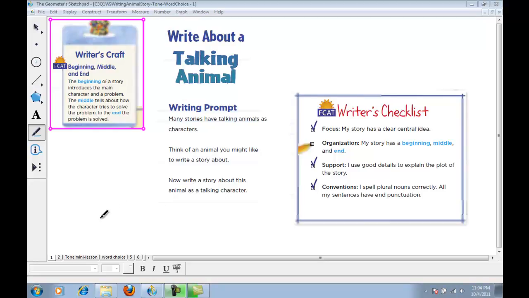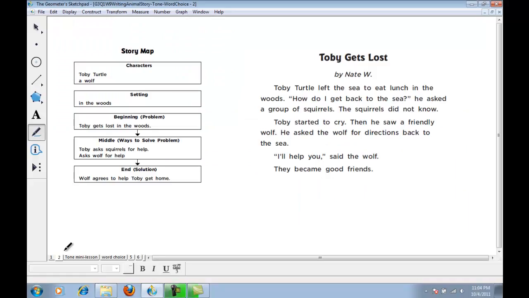Now let's take a look at an example of a graphic organizer that you can use to write your story or to plan for your story. This should look familiar because you've used the story map before. Remember, at the beginning we list the characters, then we have the setting, then we list the beginning event, which states the problem. The middle tells ways to solve the problem, and then the end is our solution.